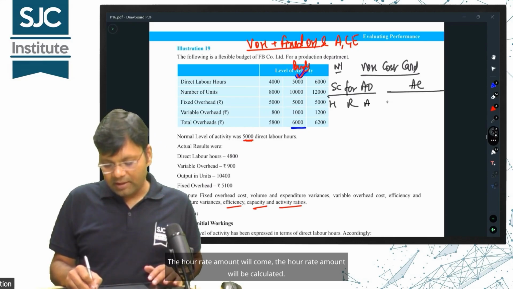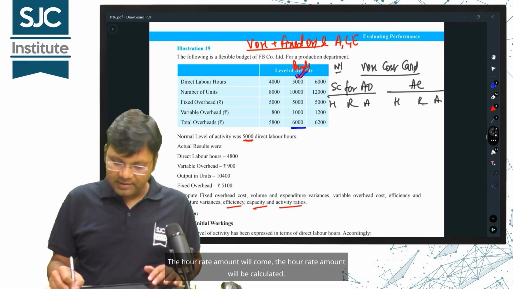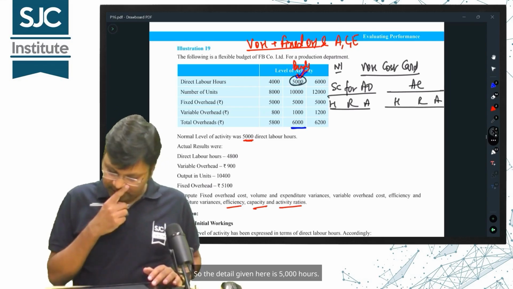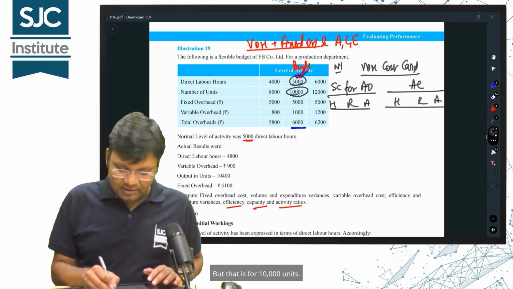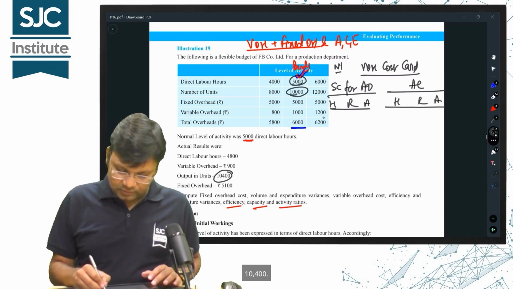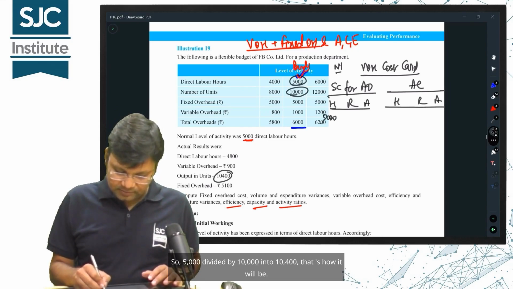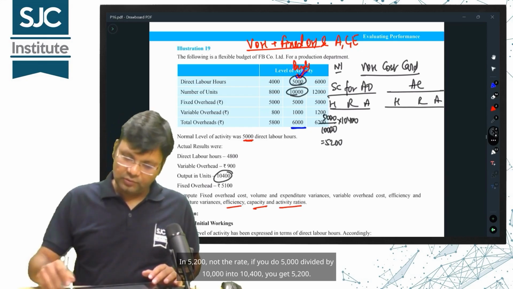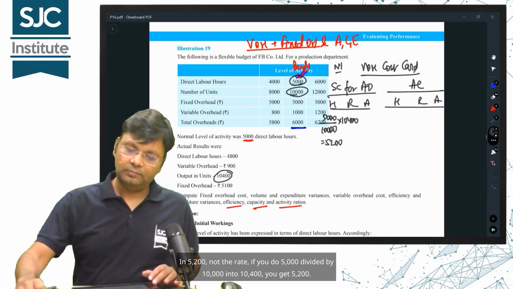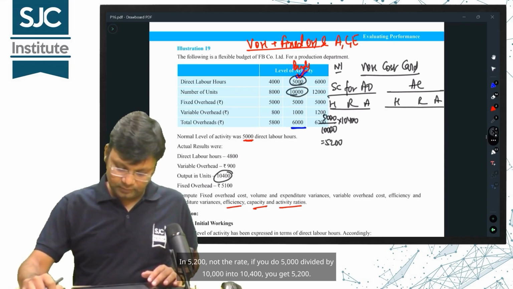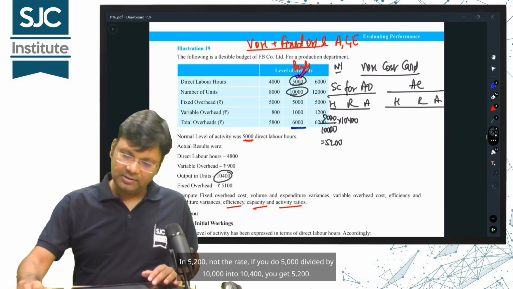The rate amount will be calculated. Here, the details of the hours have been given. The detail given here is 5,000 hours, but that is for 10,000 units. What is the actual output given? 10,400. So 5,000 divided by 10,000 into 10,400, that's how it will be. If you do 5,000 divided by 10,000 into 10,400, you get 5,200.